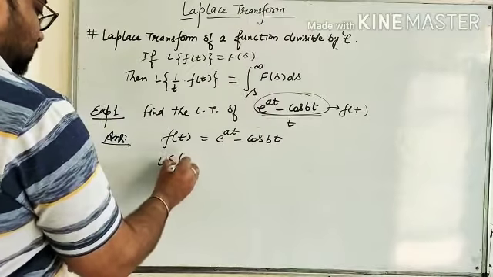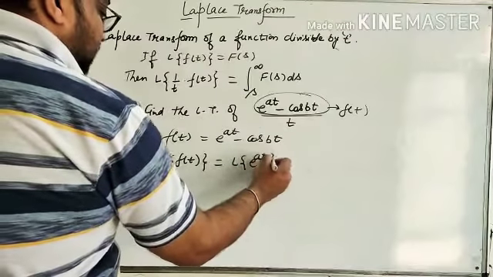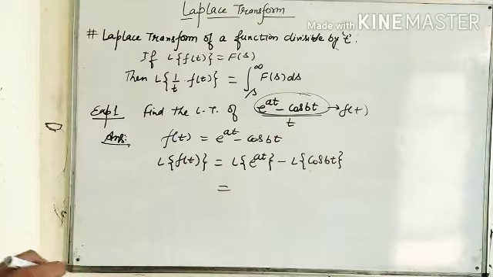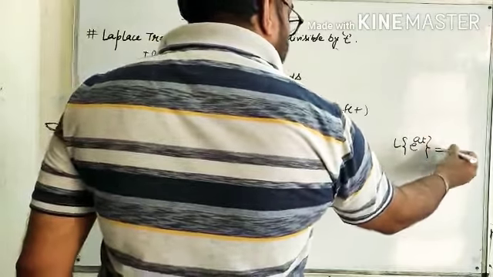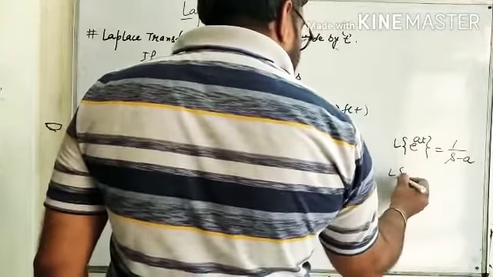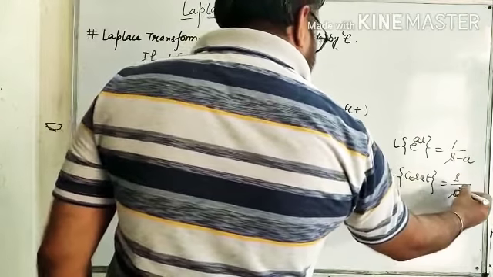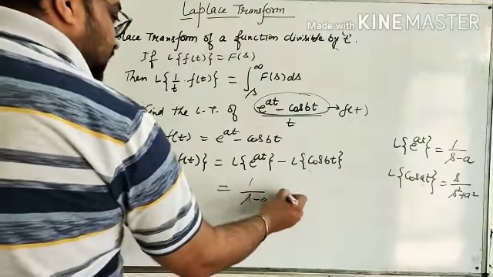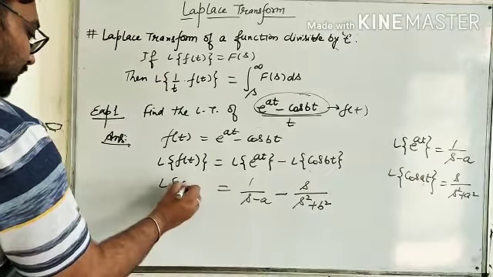Now, what is Laplace of this f(t)? Laplace of e raised to power at minus Laplace of cos bt. You better know the formulas: Laplace of e raised to power at is always equal to 1 upon s minus a, and Laplace of cos at is always equal to s upon s square plus a square. So, this will convert into 1 upon s minus a, and this will convert into s upon s square plus b square. So, this is the Laplace of f(t).